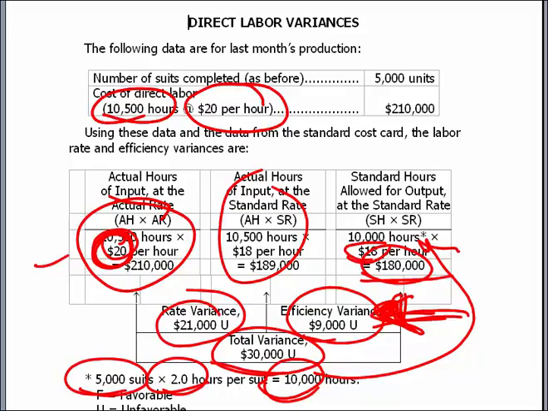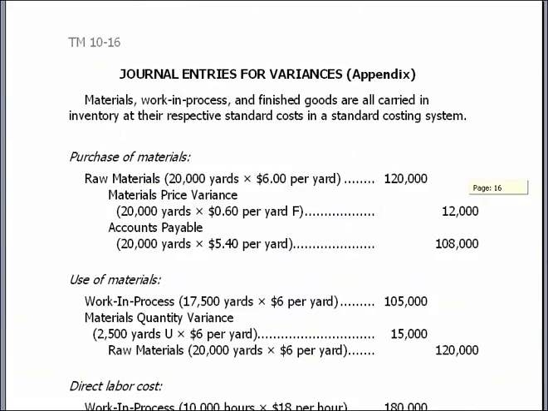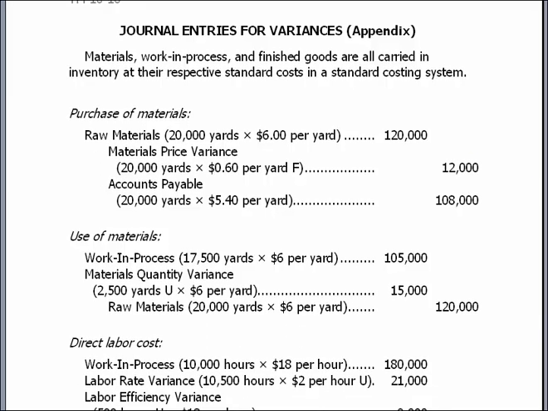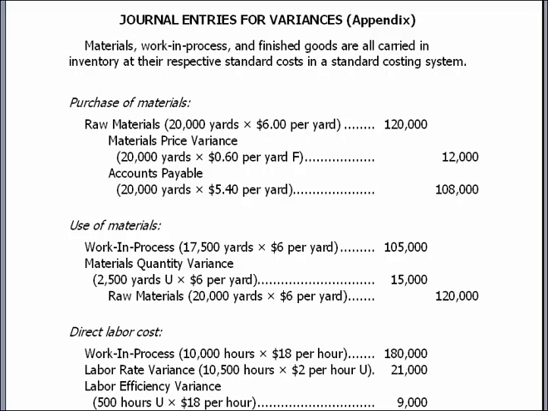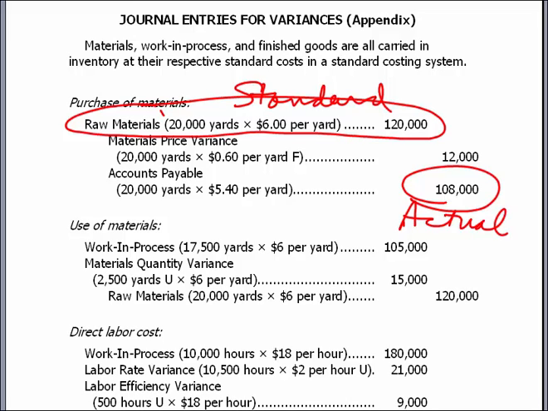I'm going to skip the next section just to make this shorter. Next is the variable costing. But when you get down to Transparency 10-16, this becomes the journal entries. So you can see that in the raw materials account, this is going to go in at the standard. And then the accounts payable is going to be at the actual. And then the difference between that is going to be the 12,000 that was the favorable price variance, and then down here the 15,000 for the unfavorable quantity variance.